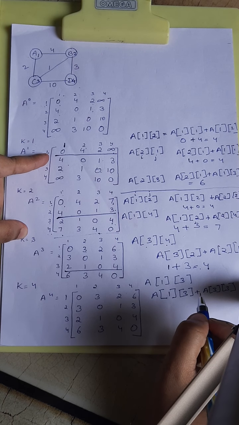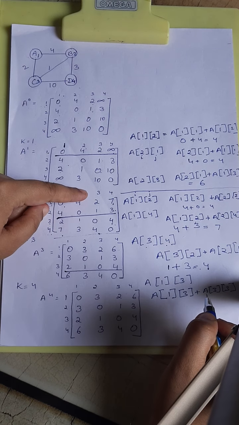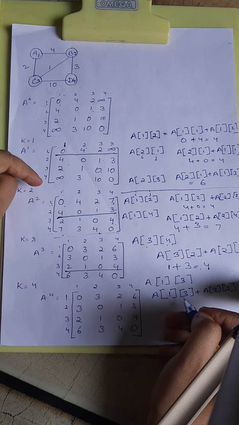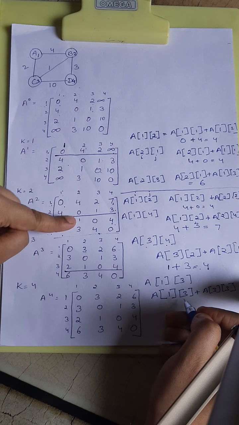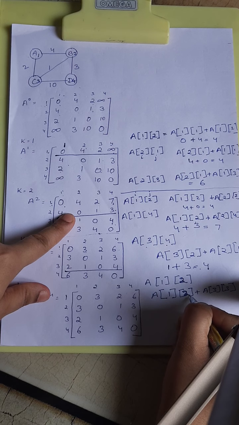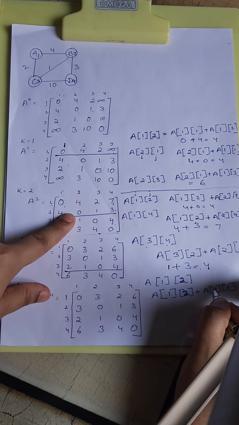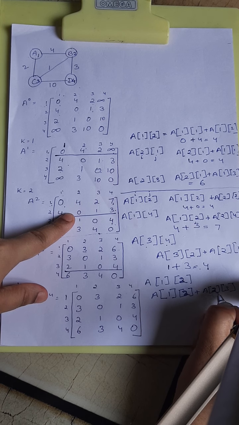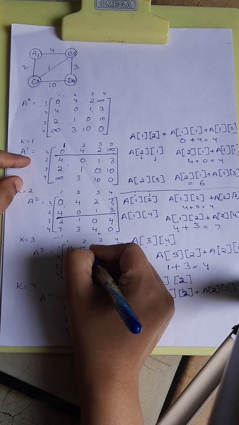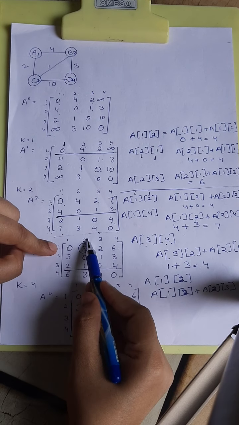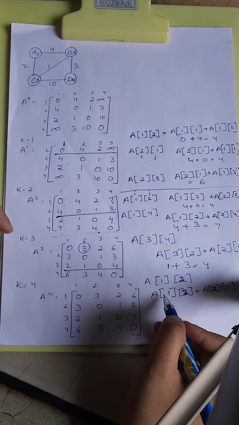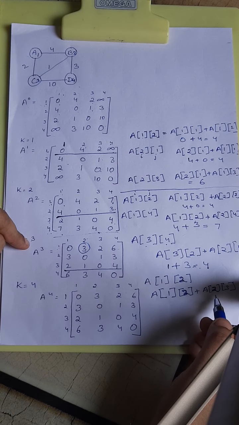So if you will see, from 1 to 3, just a second, it is for 1 to 2, 2 to 3. So it is for 1 to 2 we are checking, that means we are checking for this value, for 1 to 2. So 1 to 2, k value is 3, so a of ik means 1, 3 plus 2, 3.